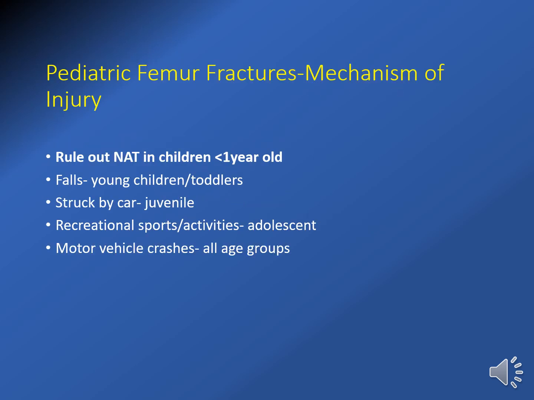So what are the mechanisms of injury for pediatric femur fracture? For children less than 1 year old, you always have to exclude non-accidental trauma, as we're going to discuss extensively in the second part of the lecture. Usually for young children and toddlers, the reason for femur fracture is a fall. Children from 4 to 10 can have femur fracture if they are hit by a car, as we're going to see in the next slide. For adolescents, most of the femur fractures come from recreational and sport activity, and of course motor vehicle collision can cause femur fracture in all age groups.